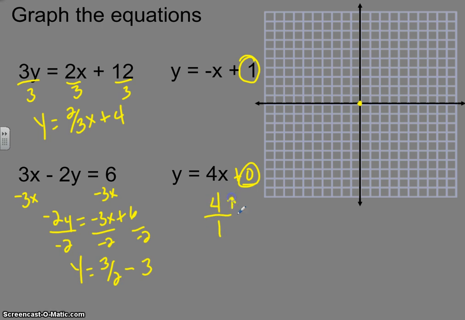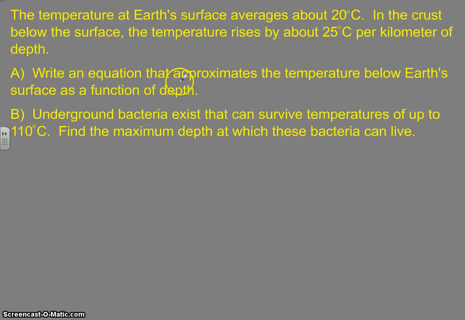Okay, so we're going to go up this many and over that many. So I'm going to go up 4, 1, 2, 3, 4, and over 1 here, then I'm going to try to successfully hit both those points, getting a little better. Okay, that's graphing using the slope-intercept form. Let's look at a word problem.